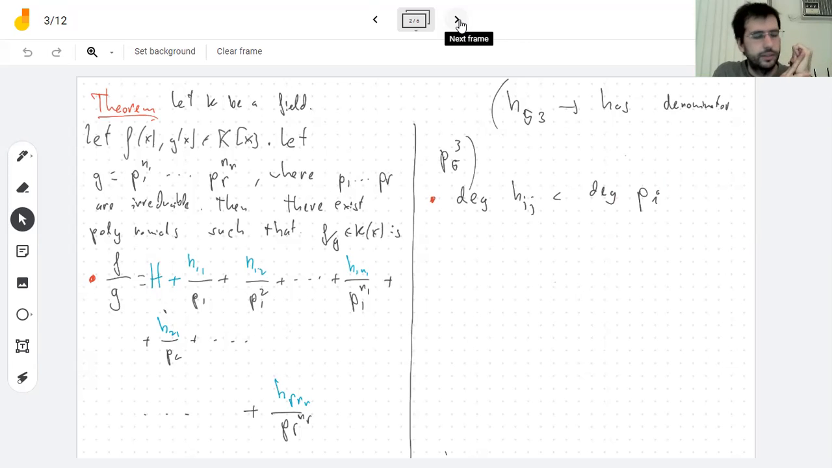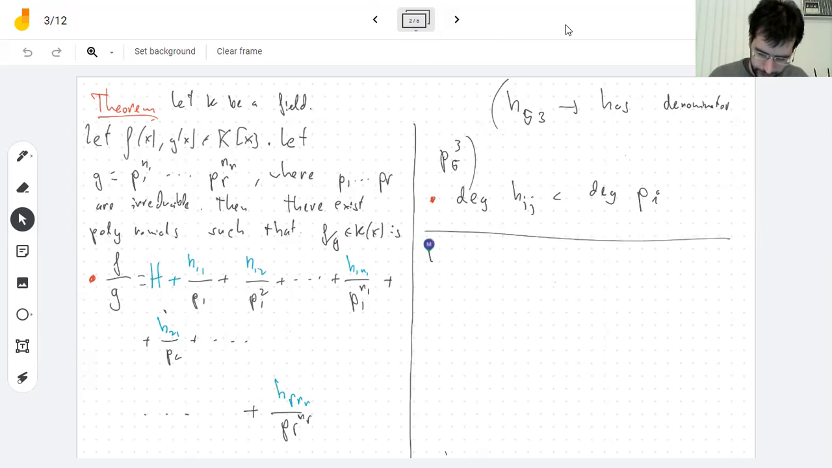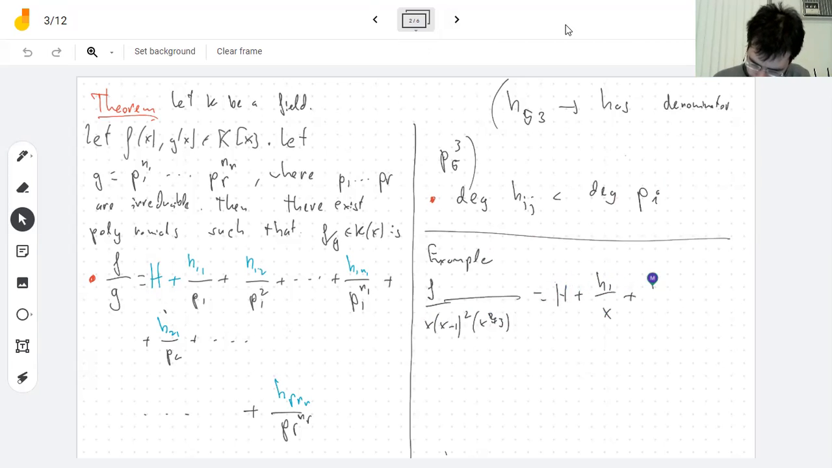Probably, don't write it like this in Calc 2, just because letters are scary. But, you know, with an example: f divided by x(x minus 1) squared (x squared plus 3) equals some polynomial, and then there's h1 divided by x, h21 divided by x minus 1, h22 divided by (x minus 1) squared. So you have all the denominators appearing, and a numerator for each of those, and one for each power as well.